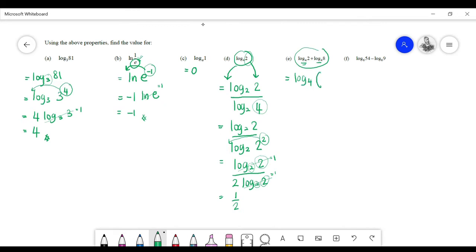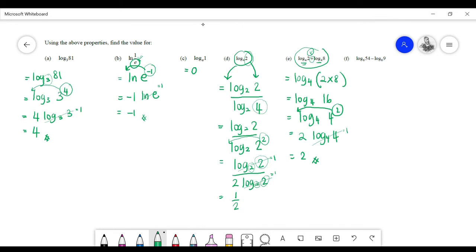Then remember, when you have the same base and you have addition here, then the argument can be multiplication. Okay, 2 times 8 here. So now you have log 4, 2 times 8 equal to 16. Okay, so now find out 4 here, 4 to the power of 2. Then this 2, bring it in front, then you will get 2 log 4, log with base 4 of 4. So it will be equal to 2. Then this is your final answer because this one equal to 1.